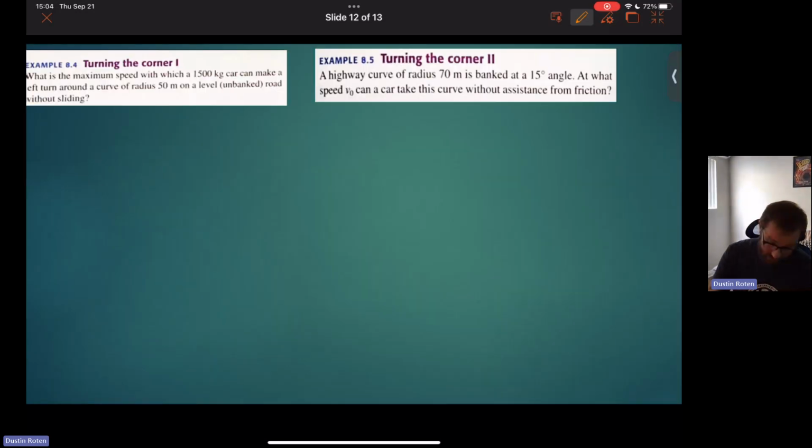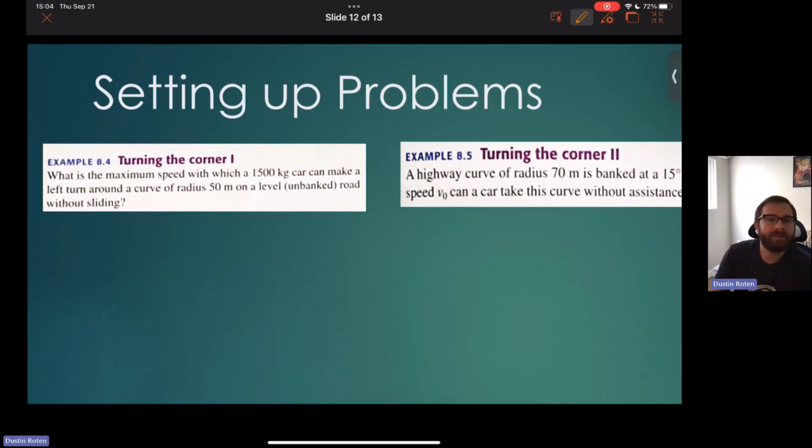All right, so let me zoom in real quick. For the first one, turning the corner number 1. What is the maximum speed with which a 1,500 kilogram car can make a left turn around a curve of radius 50 meters on a level road without sliding? So it's just a car with a weight going around a left turn. This turn's obviously going to have a radius. So how fast can it do this without sliding?